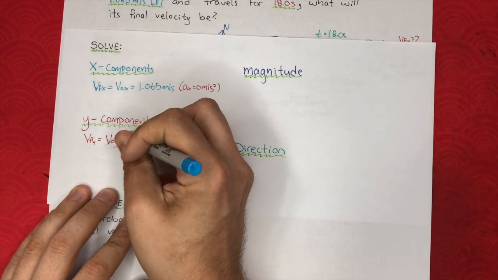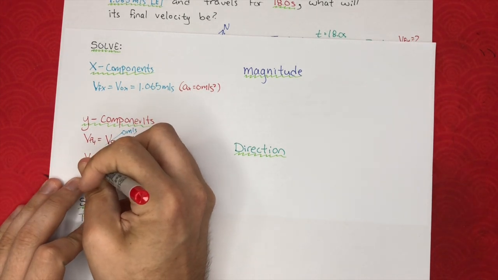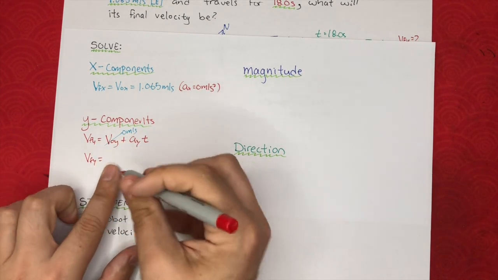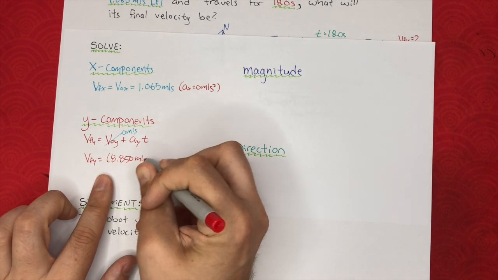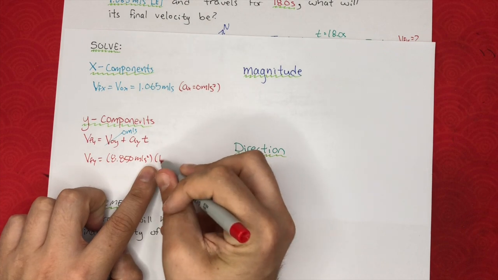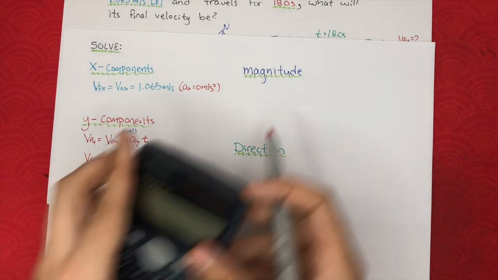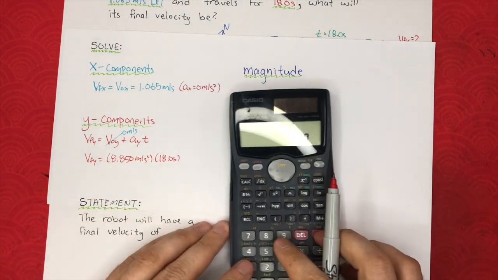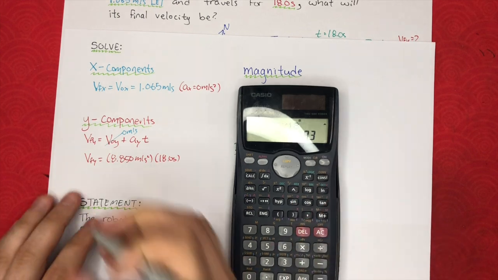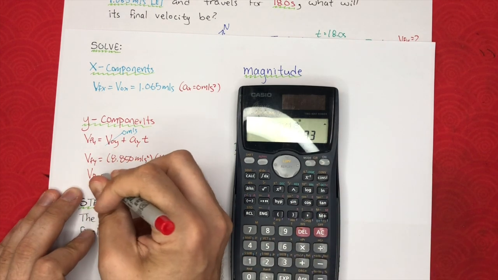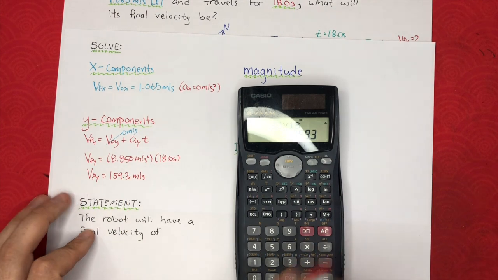It started with 0 meters per second. So when we calculate our final y velocity, we only need to know the acceleration, which was 8.850 meters per second squared, and it was moving for 18.0 seconds. If we run that through our calculator, we find that 8.850 times 18 is equal to 159.3. The velocity in the y is 159.3 meters per second. Great.